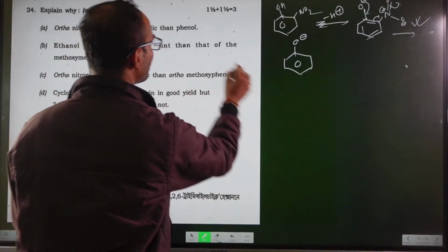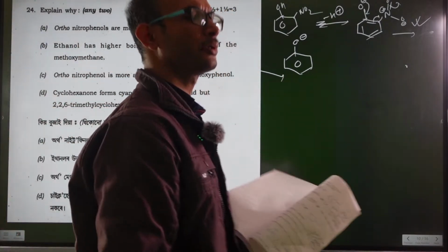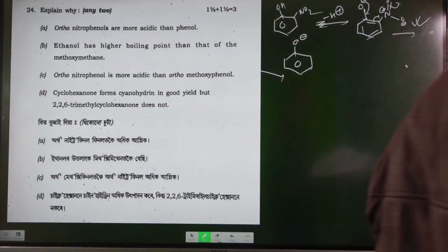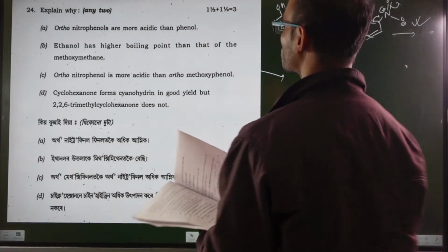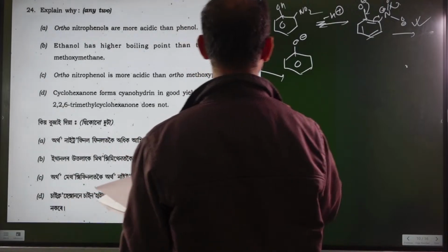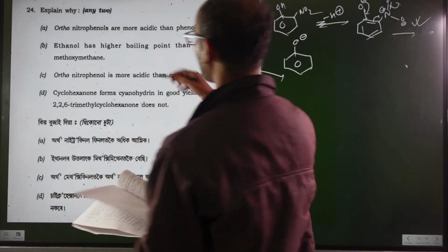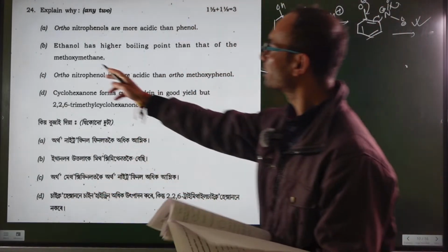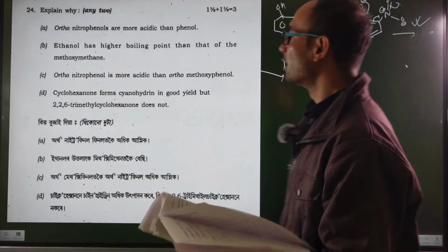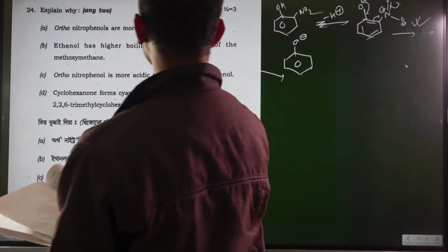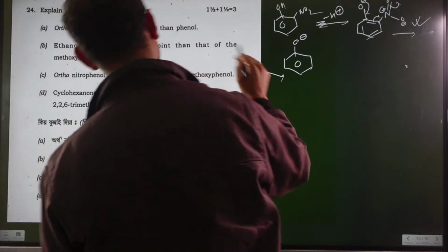You can see ethanol is an alcohol. First of all, alcohols undergo intermolecular hydrogen bonding. Because of intermolecular hydrogen bonding, it will show association, and it has the highest boiling point compared to methoxymethane. This is your ether.